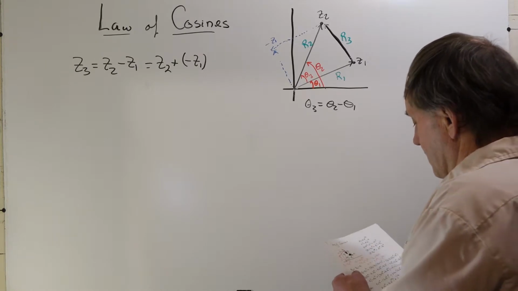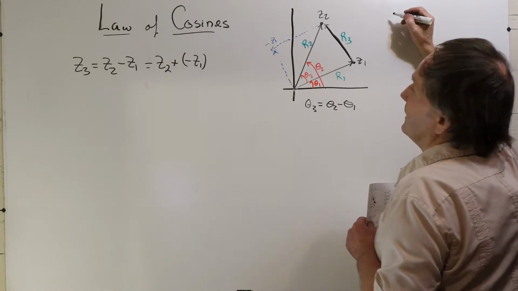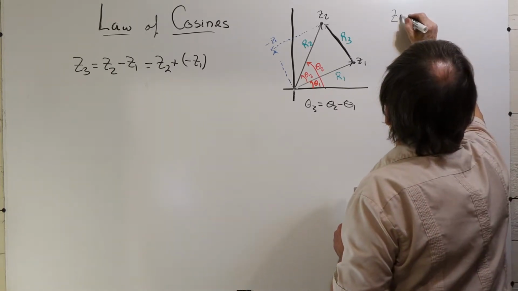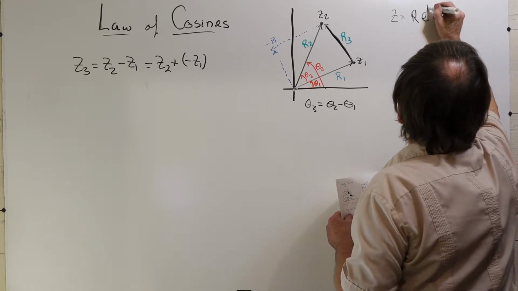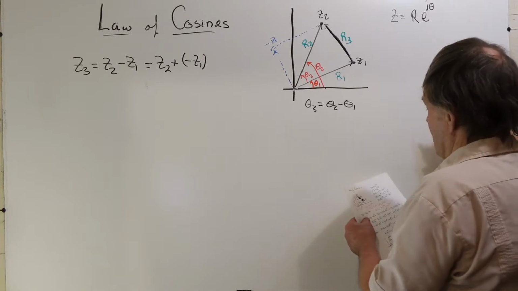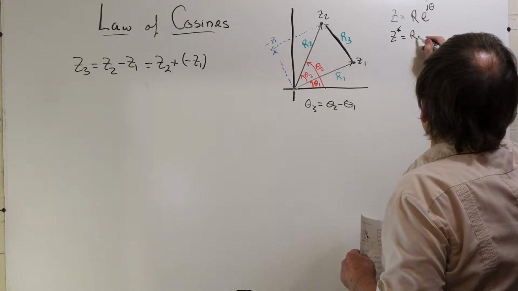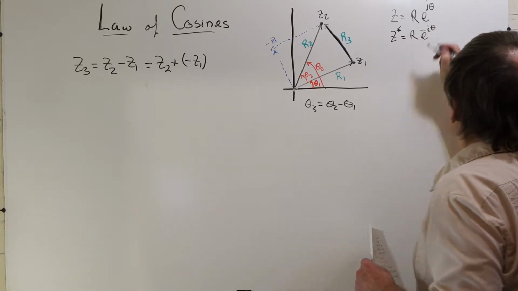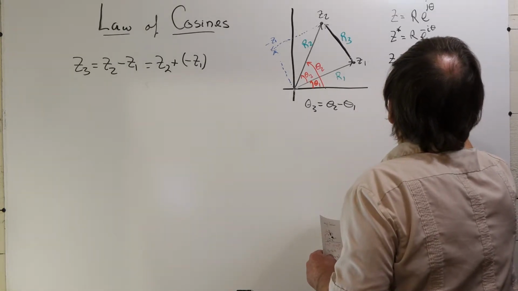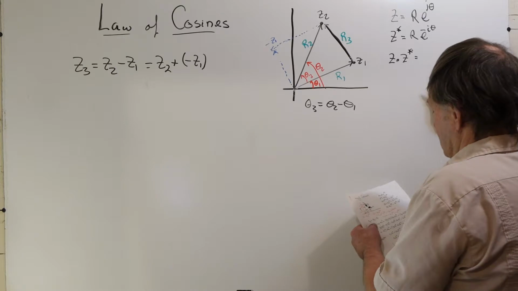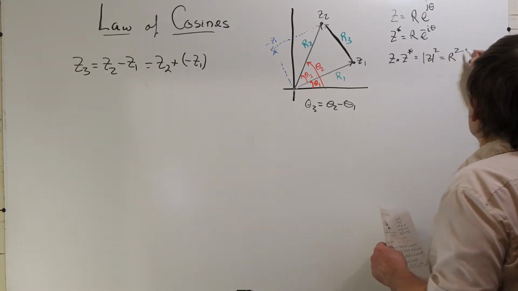Now, let's write down some of the relationships we know regarding complex numbers. Z defines a complex number, and in polar form it's R e to the j theta. Its complex conjugate has the same magnitude but the opposite angle, so it's R e to the minus j theta. Now, a complex number times its conjugate is its magnitude squared, which is R squared.